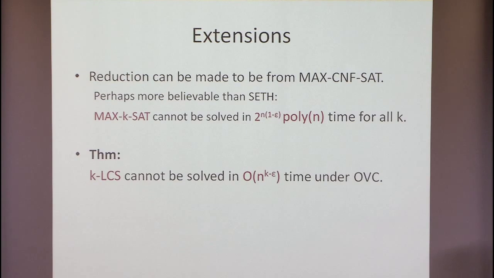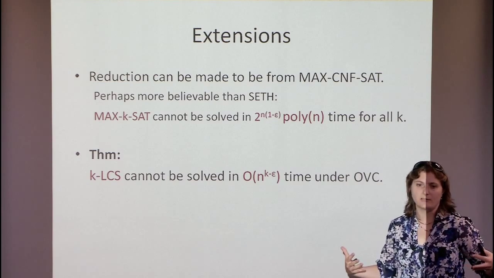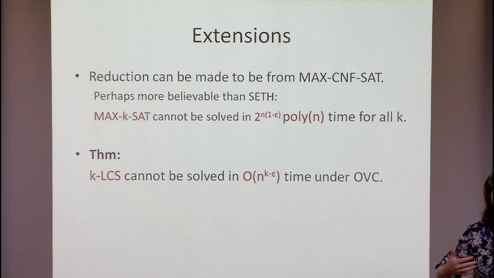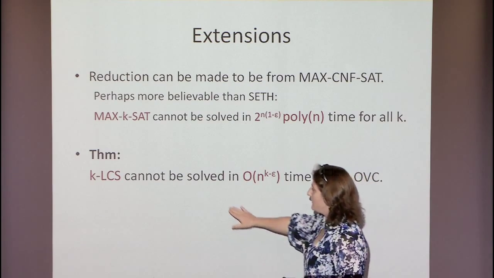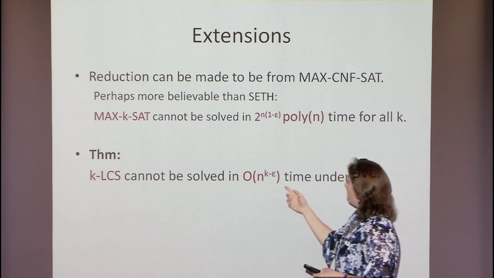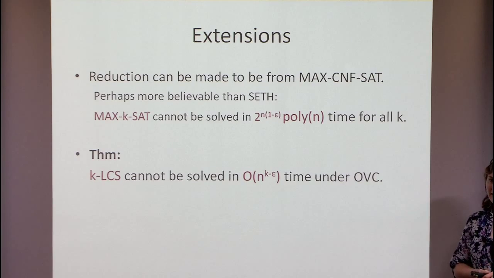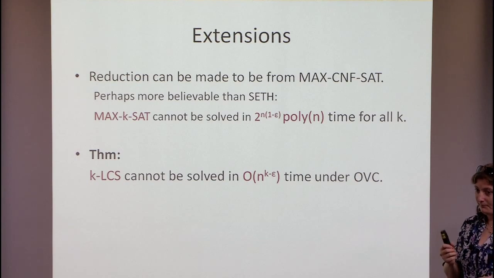You can also prove this theorem. Instead of taking two sequences, you take k of them, and now you want to know the longest common subsequence of all of them. You can show that k-LCS cannot be solved in n to the k minus epsilon time under the orthogonal vectors conjecture, and also the alphabet size is order k, which is actually small. There's no dependence on n. That's nice.